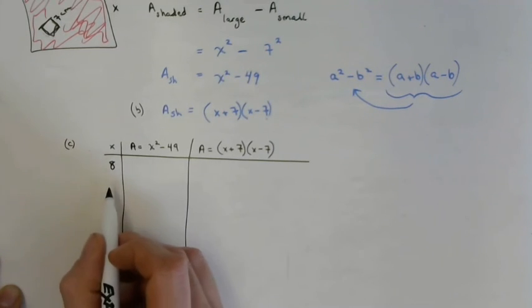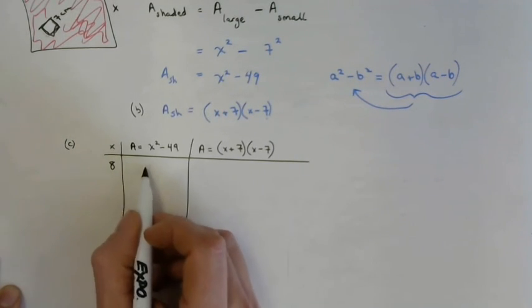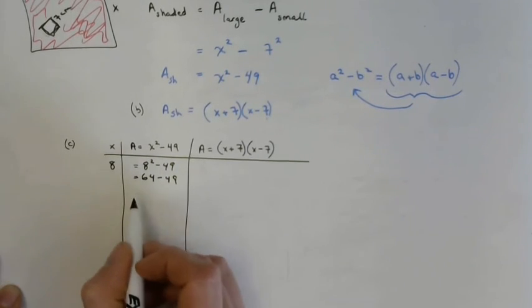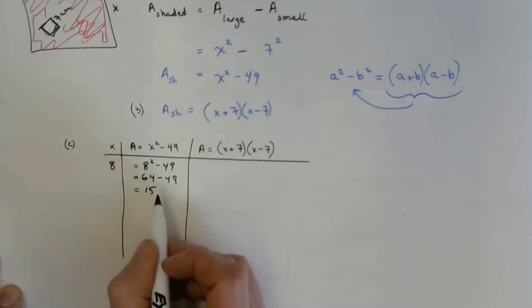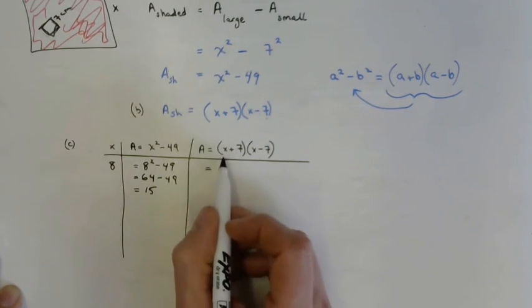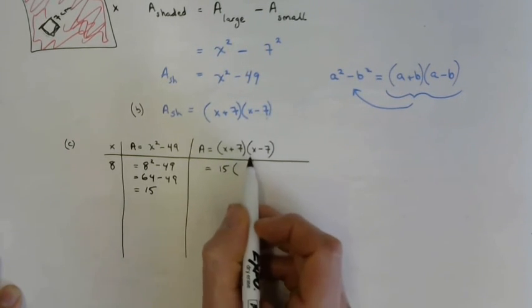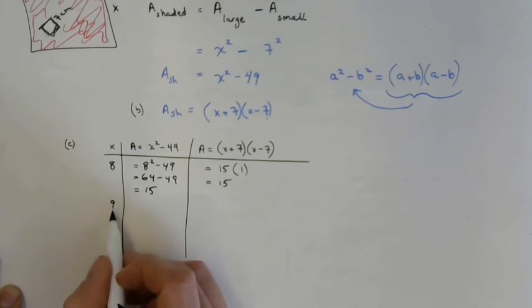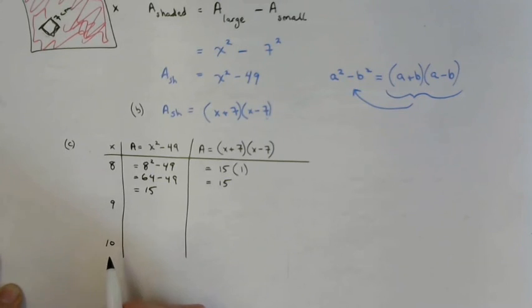So we're going to sub in x equals 8, and you're going to find out what the area is when x is 8. So that would be 8 squared minus 49, which equals 64 minus 49, which equals 15. Do you like doing it that way? Or you could come over here and go 8 plus 7 is 15, 8 minus 7 is 1, so 15. Which one do you prefer using? Try it again with 9. Try it again with 10. And then decide which one you like to use better with your mental math.